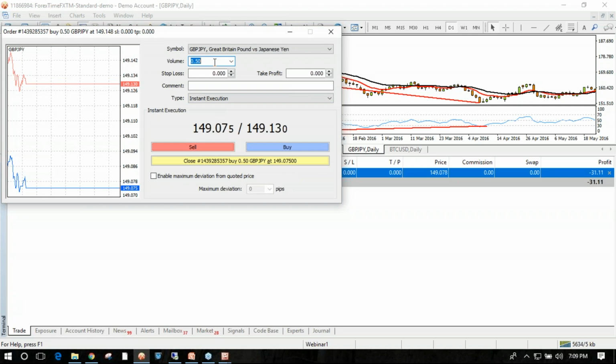So you measure it based on the percentage you want to close. If you want to close half of your profit, what you do is close half of the volume size or lot size.